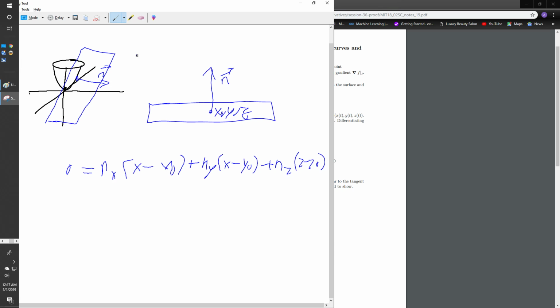So important thing, the gradient vector is the fastest change for the z value, or whatever value it is, and it's always going to be perpendicular to the curve.